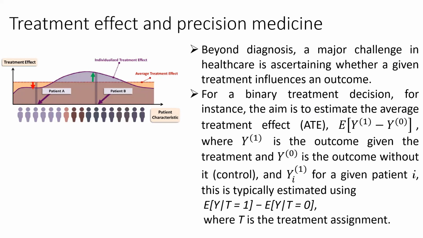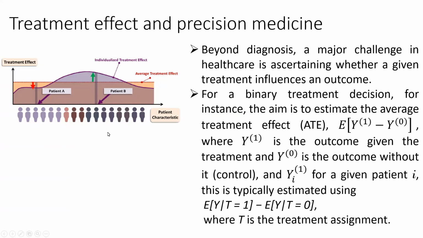Besides the diagnosis, a major challenge in healthcare is ascertaining whether a given treatment influences an outcome. For a binary treatment decision, for instance, the goal is to estimate the average treatment effect using these expressions, where y of 1 is the outcome given the treatment and y of 0 is the outcome without it. That means it's the control, which I have already mentioned in the previous slide. And y_i of 1 for a given patient i is typically estimated using this expression, where t is the treatment assignment.